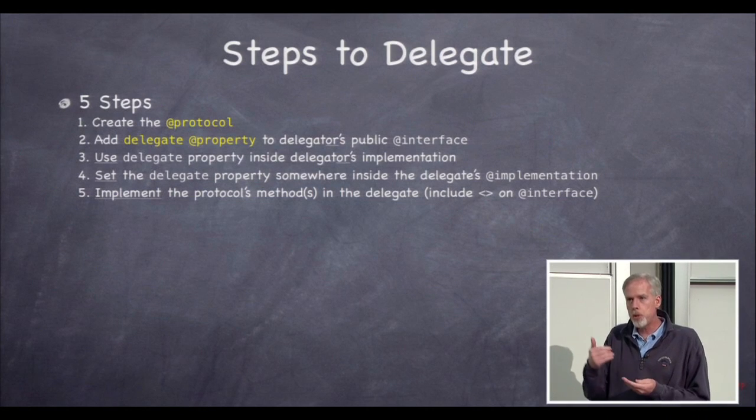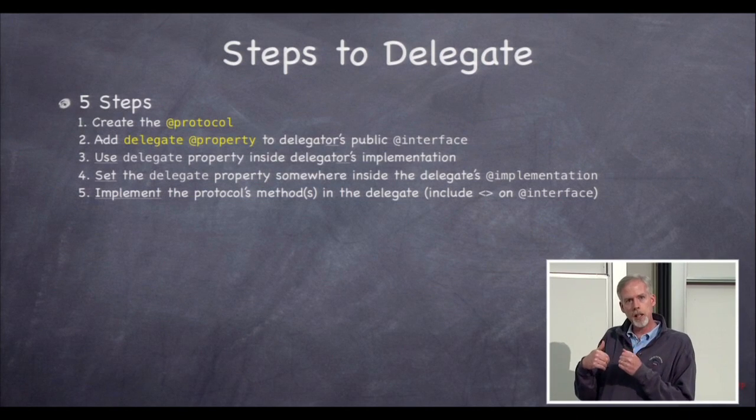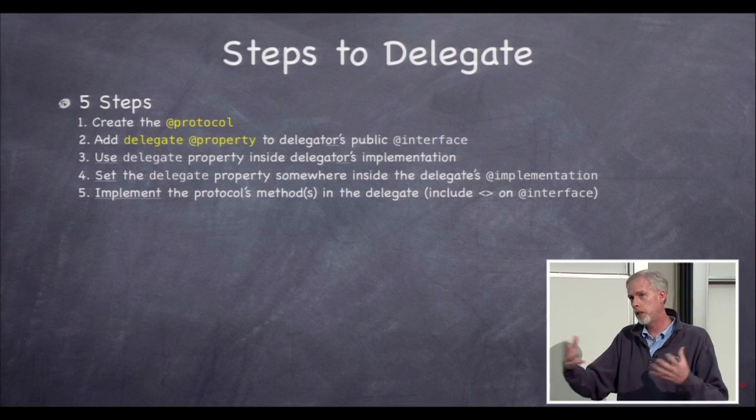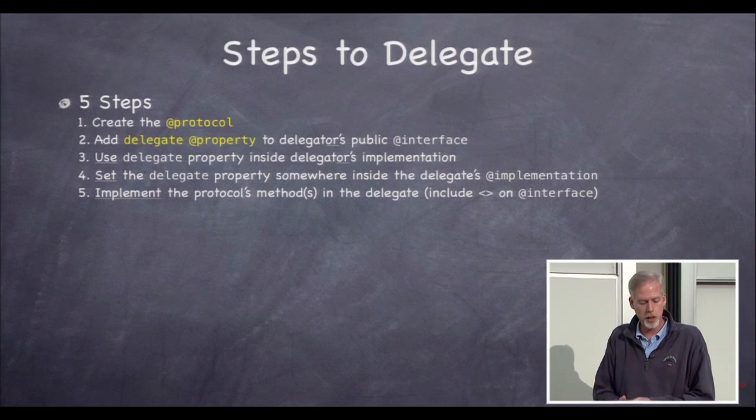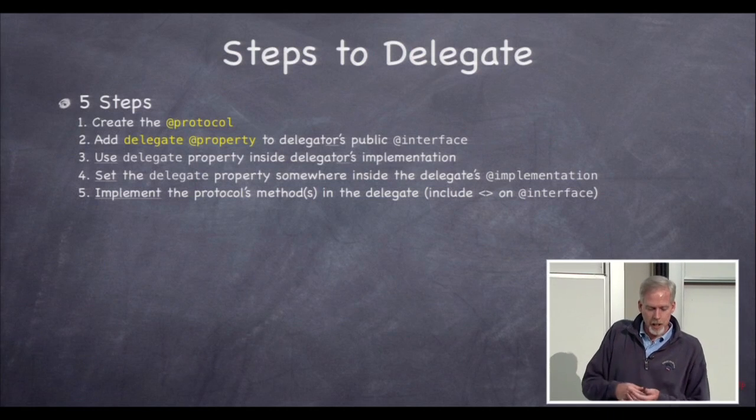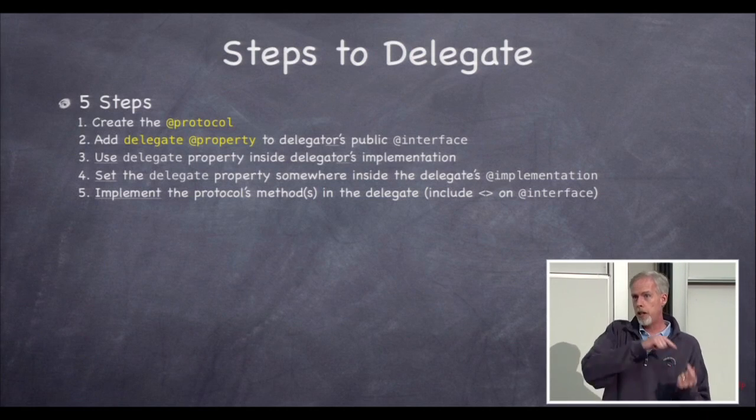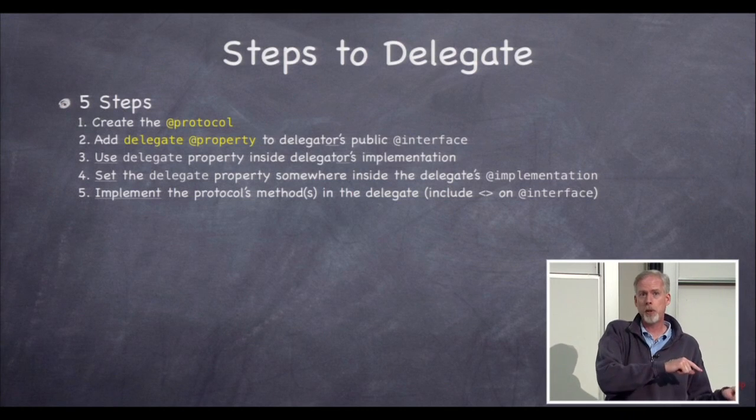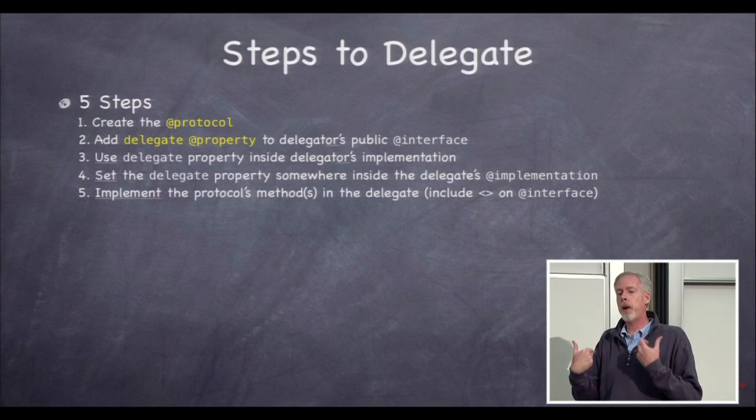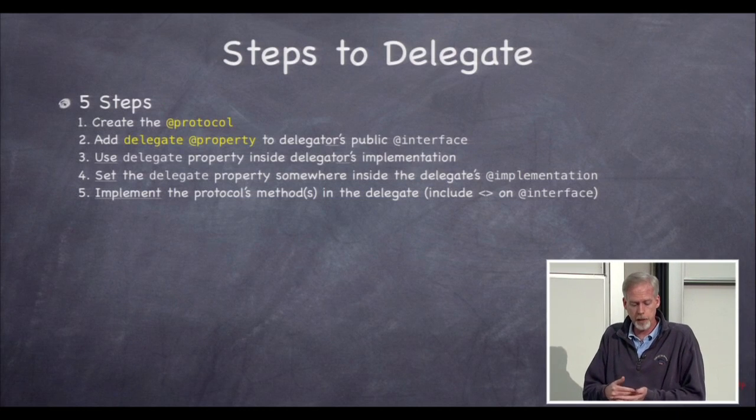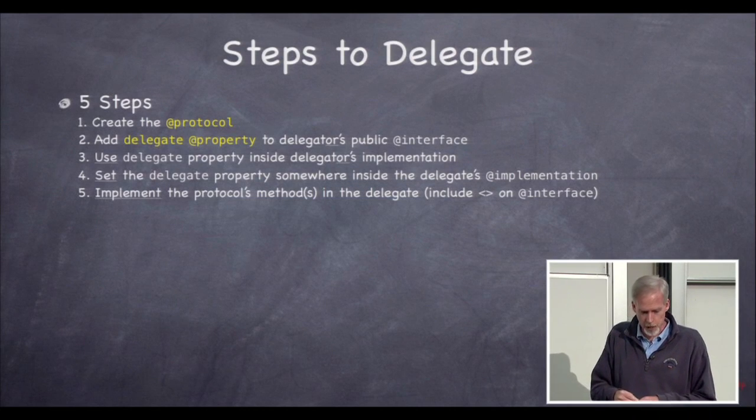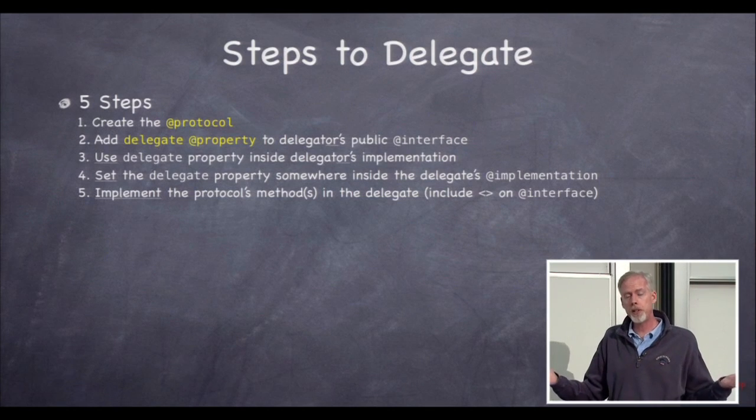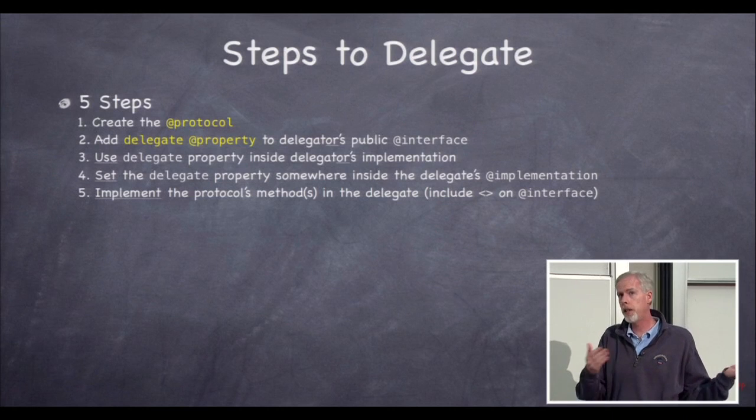3rd, you're going to use the delegate property inside the implementation of the delegator. Obviously, it needs that information somewhere or it wants to communicate something, so you're going to use it. 4th, you're going to set that delegate property in the delegatee, if you want to think of it that way, not the delegator, but the one who is going to receive these messages. It needs to set itself as the delegate. And it needs to implement whatever methods in the protocol that it wants to, or all the required ones, and any of the optional ones it wants to.